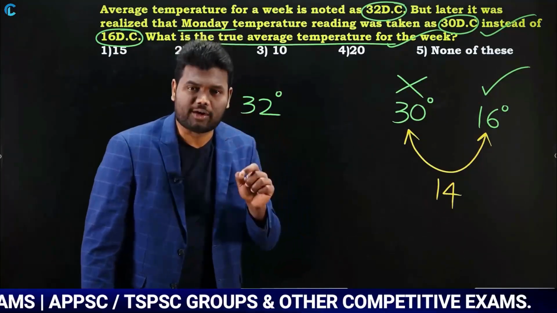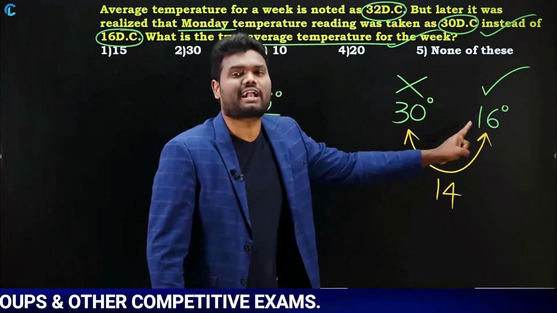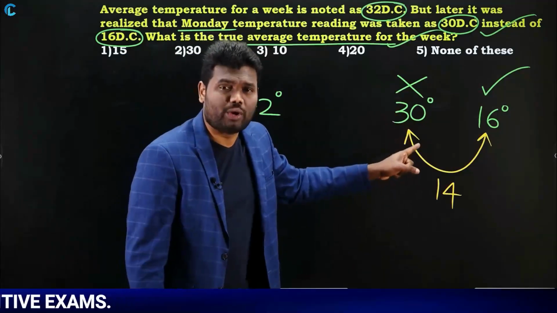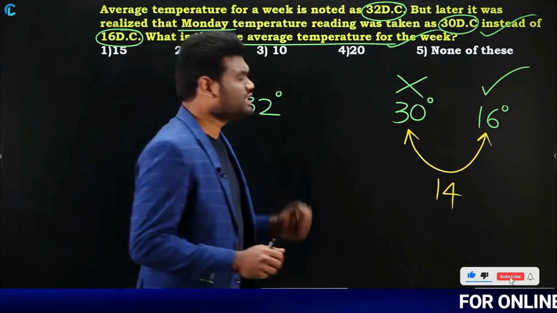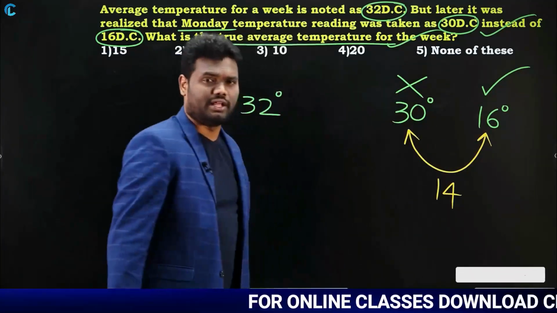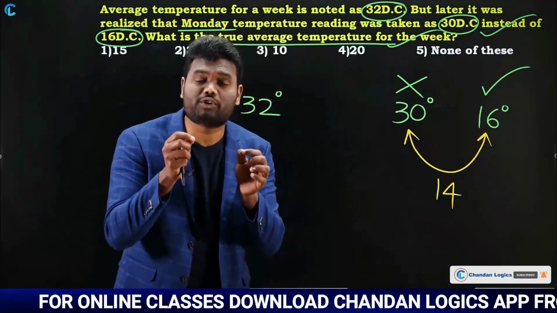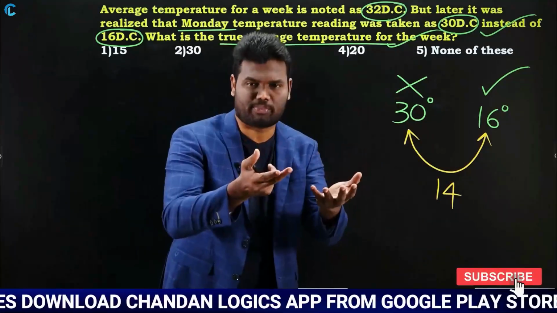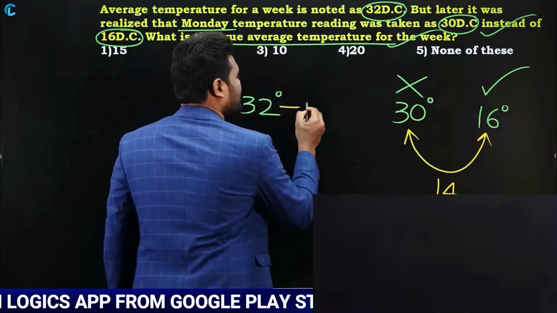You will add if the wrong value is lesser than the correct value. But if the wrong value is more than the correct value, then you are supposed to subtract it. Now in this question, the wrong value is 30 but the right value is 16, which means the wrong value is more. When the wrong value is more, what do you have to do? Subtract. Why? Because 14 degrees extra was mentioned, so you have to subtract that 14.